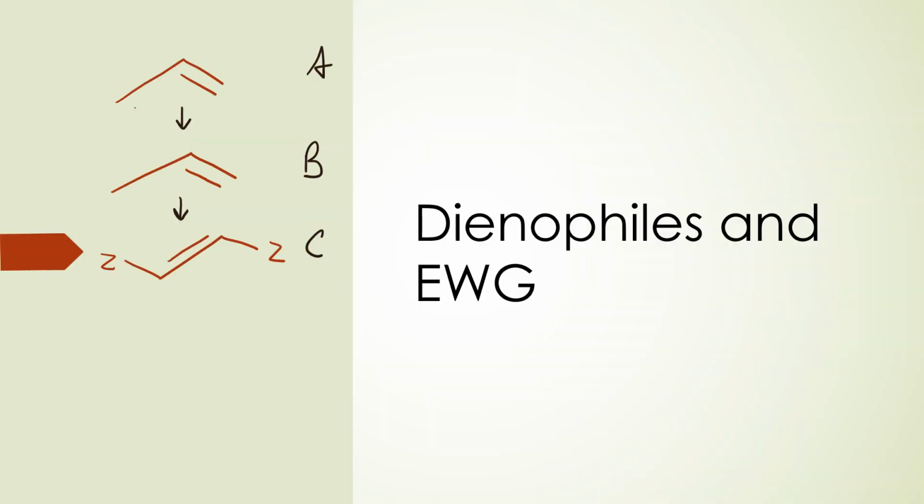Remember that dienophiles are electrophiles. This means that if you have an electron withdrawing group attached to it, it will be even more reactive. A common group is a carbonyl group since it has a partial positive charge. These groups are going to withdraw some of the electron density from the double bond. This means that if Z is an electron withdrawing group, compound C will react much faster than compound A.